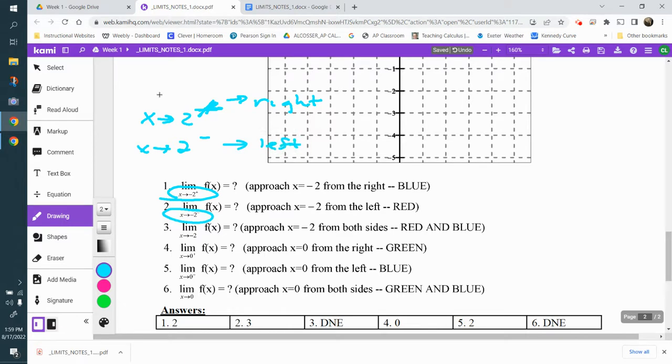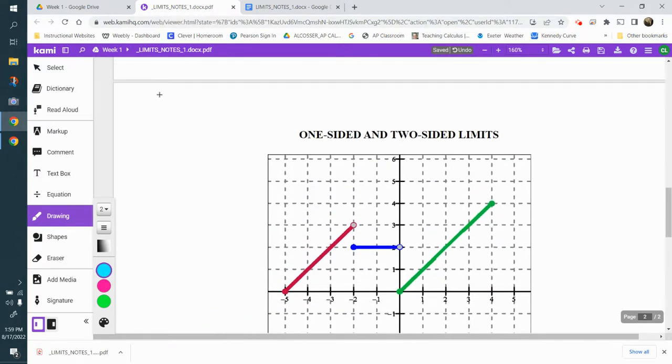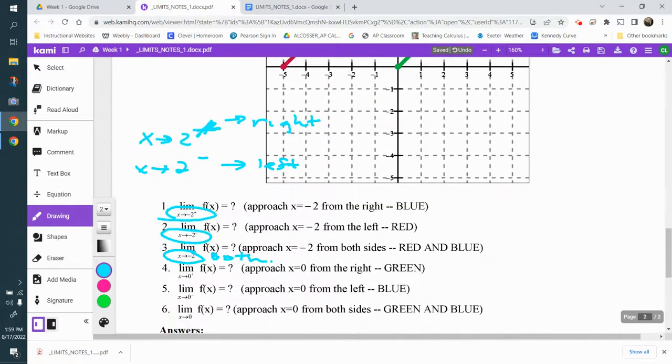And when there's nothing, it's approaching from both sides. They're called one-sided limits or two-sided limits. Our one-sided limits are the plus or the minus. The two-sided limits are just the number itself. So let's walk through the first one for you.